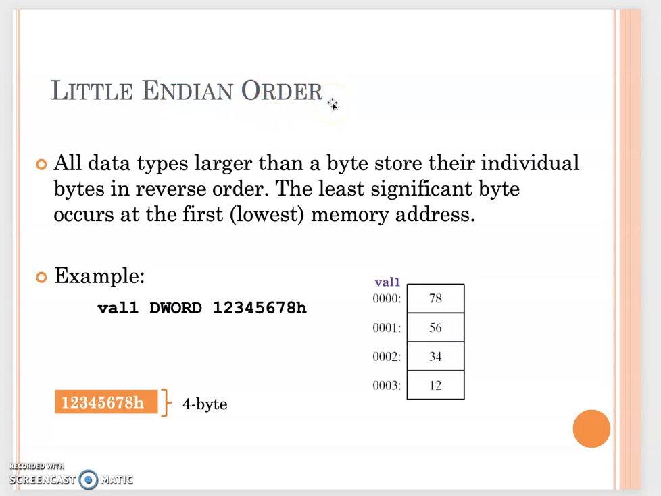So little endian order is how we store the individual bytes in reverse order if the data type is greater than 1 byte. When we say reverse order, actually it's not really reverse. They just start with the least significant byte occurring first. On the other hand, let me continue to show you how this little endian looks.